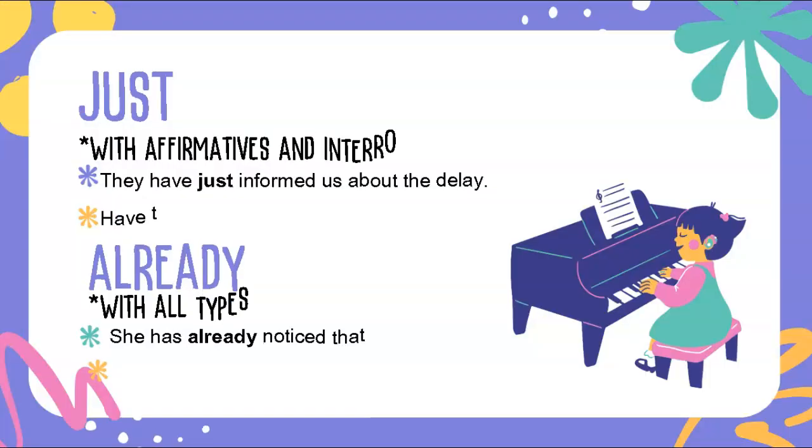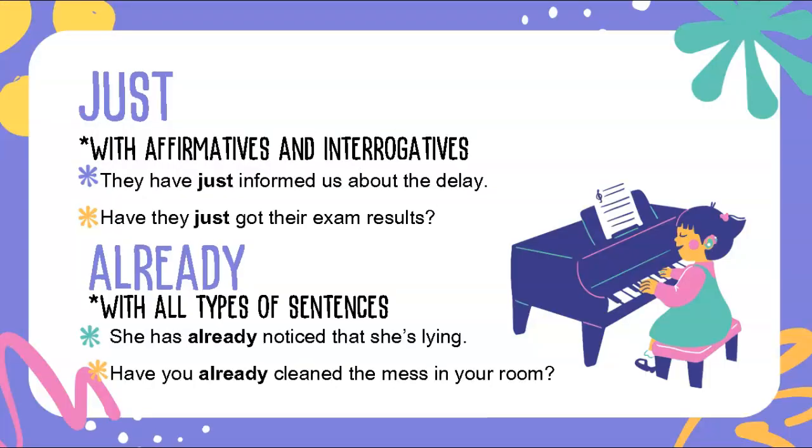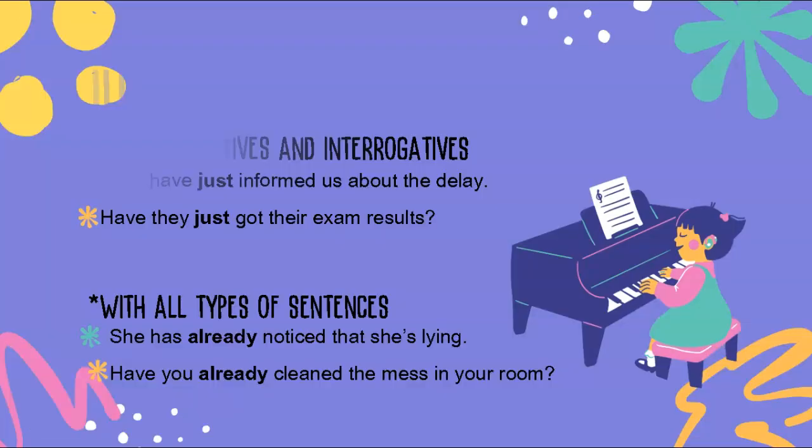And we have the just, and so we use the just with the affirmatives. That means the positive statements, and the interrogatives, the question form. For example, we say, they have just informed us about the delay, or have they just got their exam results? And so we use just immediately after the auxiliary verb, immediately before the verb. And so already it is used with all types of sentence. For example, she has already noticed that she's lying, or have you already cleaned the mess in your room?